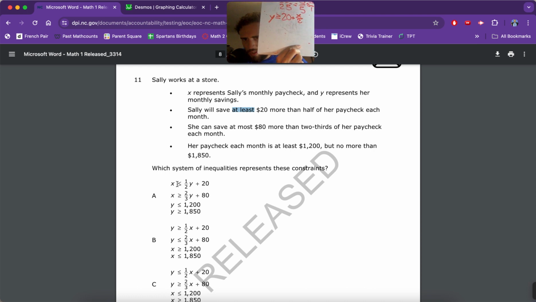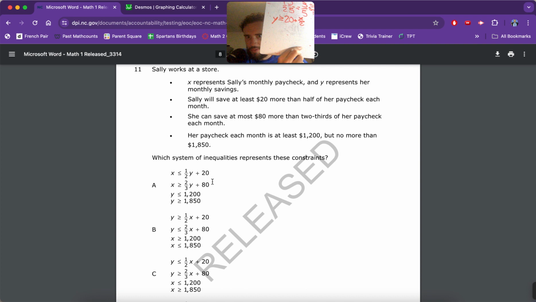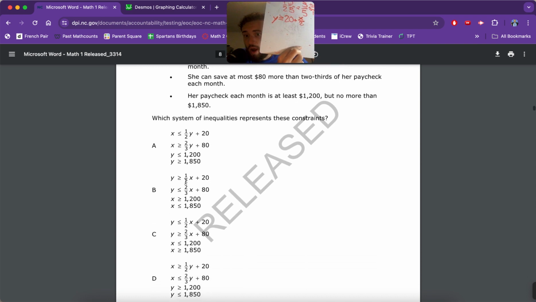So let's look at these. Here you can see this one, they try to trick you. They switched X and Y, because this is what we want, except Y and X are flipped. Oh, and it's less than or equal to. Here we have Y is greater than or equal to 1/2 X plus 20. All right, so that's what we want. I just switched the 20 and the 1/2 X, but that's the commutative property of addition. Doesn't matter what order you add it, it's still the same thing.